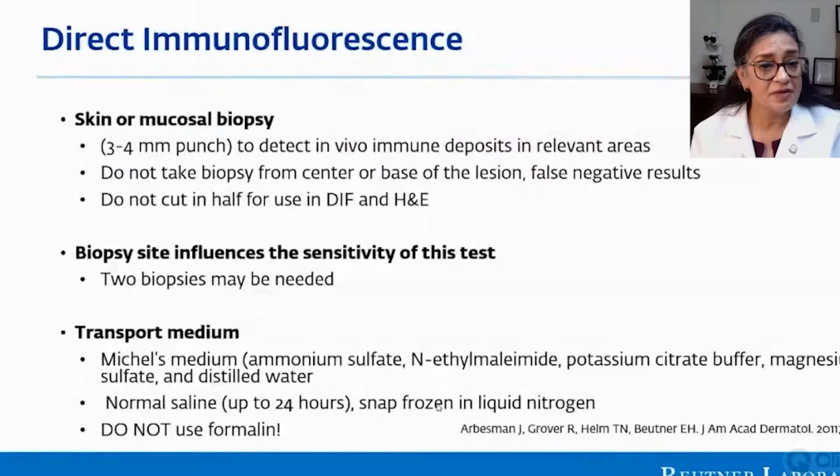The sensitivity of DIF is greatly influenced by the biopsy site. The ideal site for the biopsy specimen depends on the autoimmune disease that needs to be ruled out. Sometimes multiple biopsies may be needed. It is important not to take the biopsy from the center or the base of the lesion because inflammation can lead to false negative results. At least a 3 to 4 millimeter punch should be taken because this is usually enough even to detect focal deposits. And biopsy should not be cut in half if both DIF and H&E are needed, because the pressure of cutting can sometimes lead to artifacts and make the biopsies hard to read by DIF.